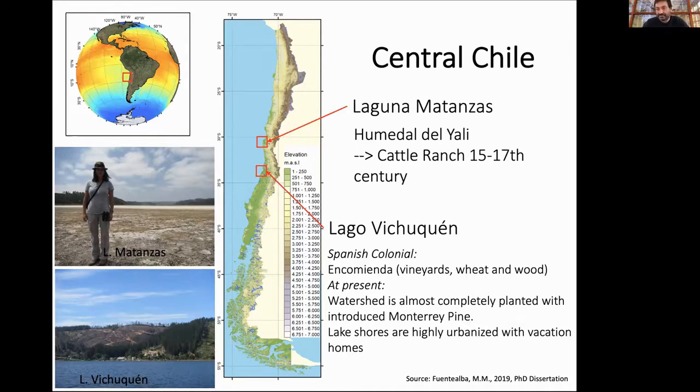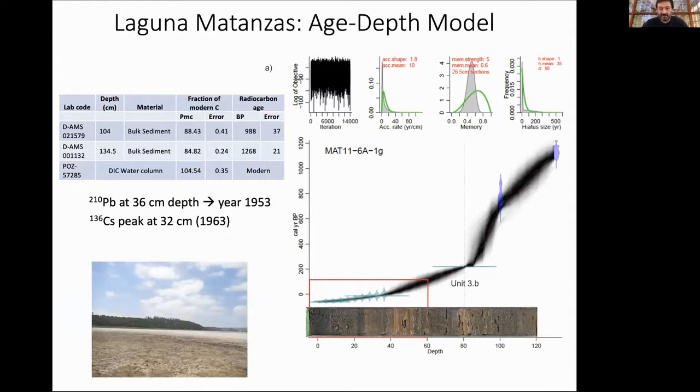So basically, it's more of an Anthropocene-oriented study, right? But the reasoning is the same. What is the magnitude of human impacts on lake records, and how can we tease these signals apart? So basically, this is an HDEV model of Laguna Matanzas.